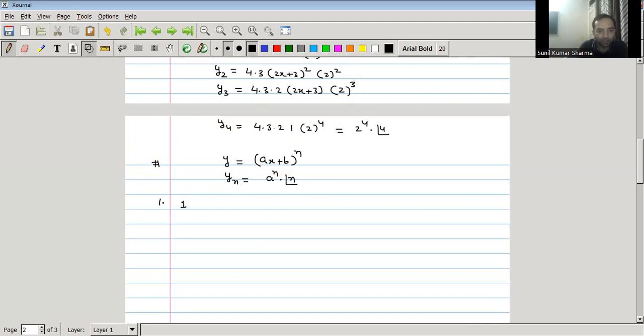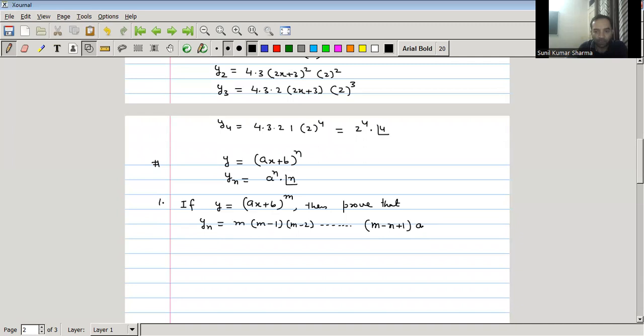This is the first article. If y is equal to (ax plus b) to the power m, then prove that yn is equal to m into (m minus 1) into (m minus 2) into ... into (m minus n plus 1) a to the power n (ax plus b) to the power (m minus n), where n belongs to natural numbers.